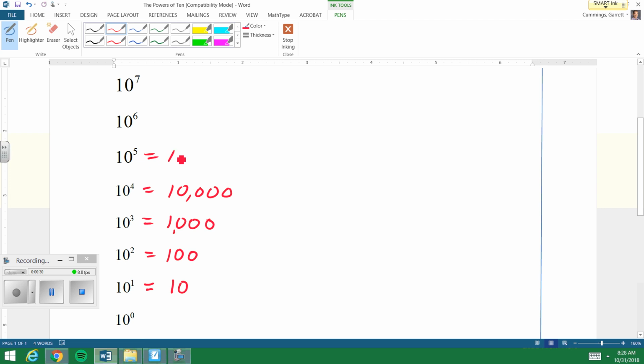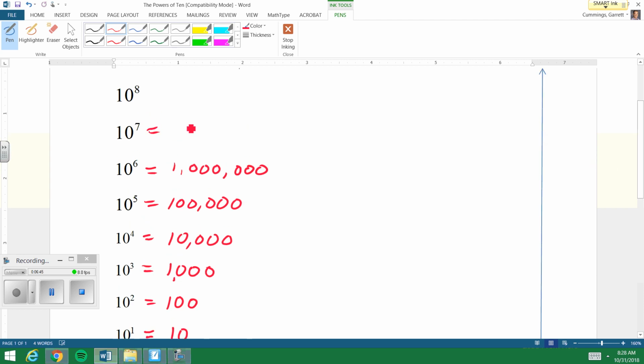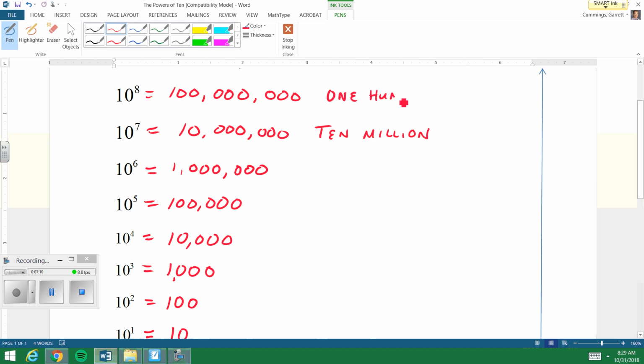10 to the fifth power is 100,000. 10 to the sixth power, 1,000,000, 6 zeros. 10 to the seventh power, 10 million. I'll actually write that, 10 million. And then 10 to the eighth power, which would be 100 million. 100 million.